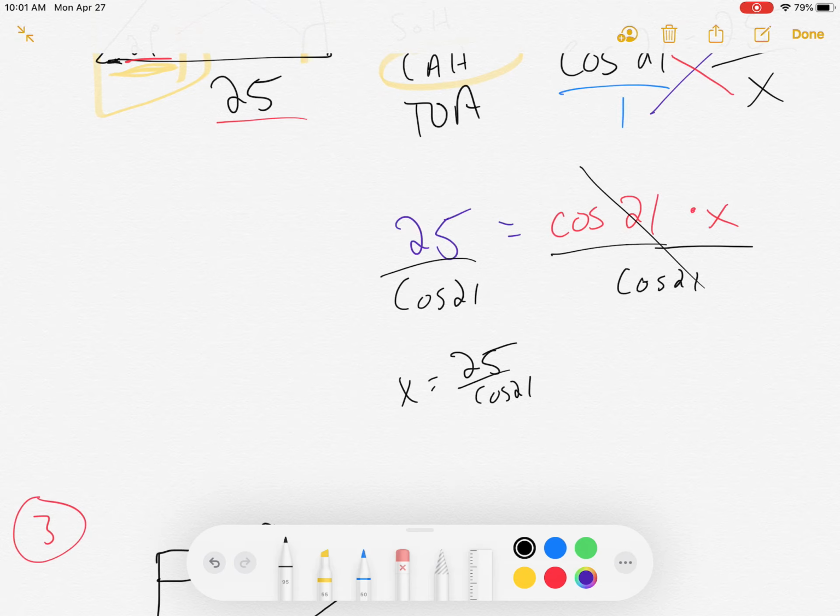Now, go to your calculator. To clear out your calculator, hit AC. It's in the middle on the bottom row. So now you're going to hit 25 divided by cosine, top row, middle, of 21. Doesn't matter if you close your parentheses again. I encourage you to just get in the habit of doing it, but if you forget, that's okay for now. Should get x equals 26.778, so 26.78.